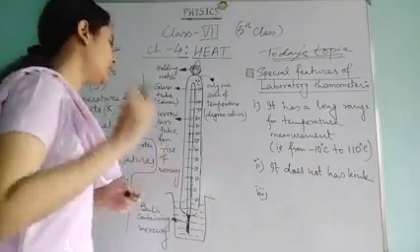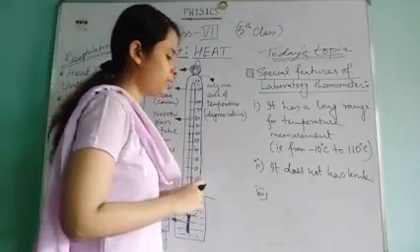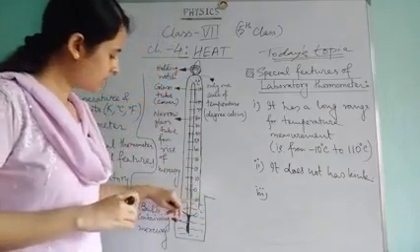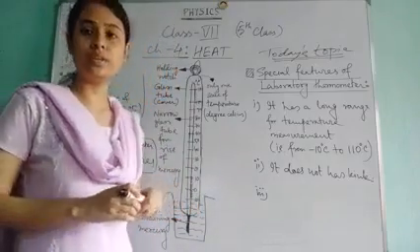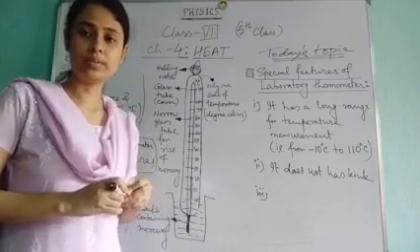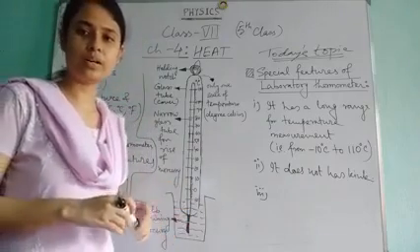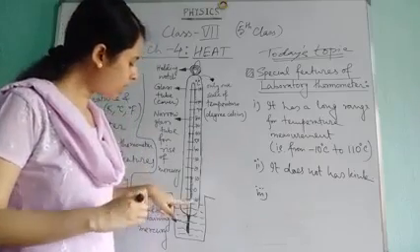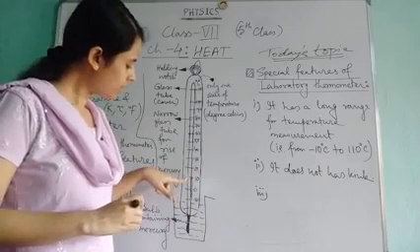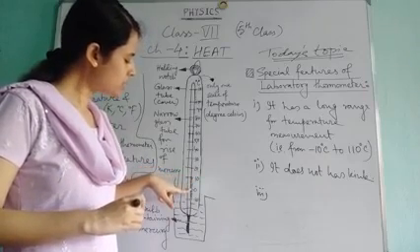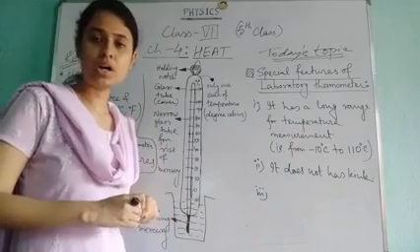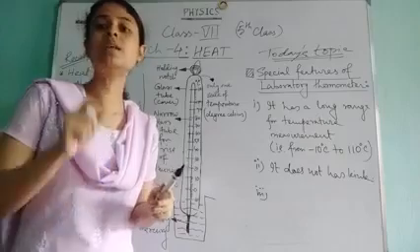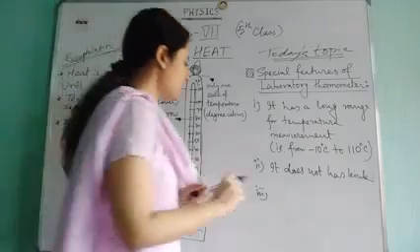Then the next one, the third special feature is the smallest deviation that you can measure with the help of this thermometer is 1 degree Celsius. As you can see, from 0 to 10 degrees, there are 10 small divisions. Hence, the smallest temperature we can measure with the help of the laboratory thermometer is 1 degree Celsius. So, write it down.